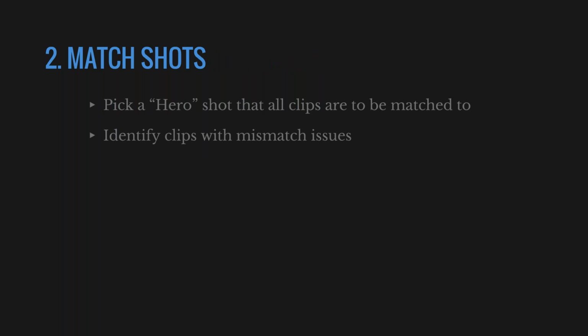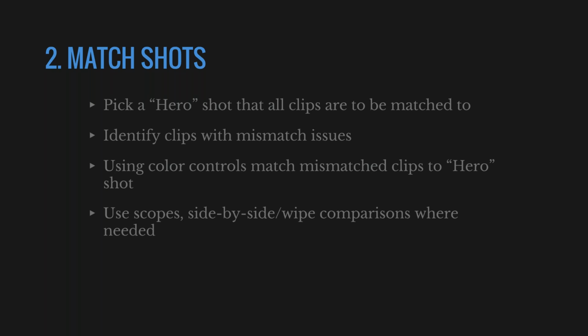So of course we need to identify which clips have those mismatch issues, and then use our color tools to match those mismatched clips to the hero shot. And we can use scopes. We can jump back and forth and compare and do that as needed. Let me show an example of this here.